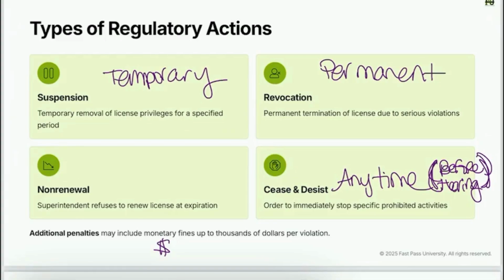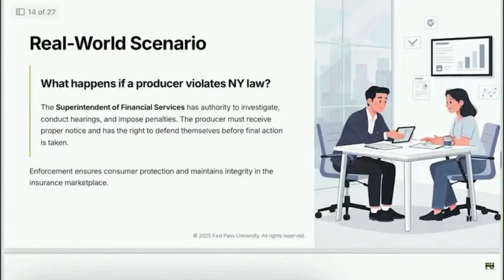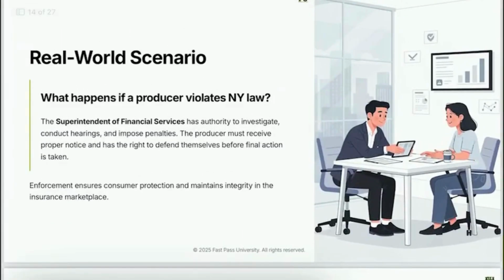Real world scenario. What happens if a producer violates New York law? The superintendent of financial services has authority to investigate, conduct hearings, and impose penalties. The producer must receive proper notice within what time frame? 20 days prior to the hearing. And they have the right to defend themselves before final action is taken. Enforcement ensures consumer protection and maintains integrity in the insurance marketplace.